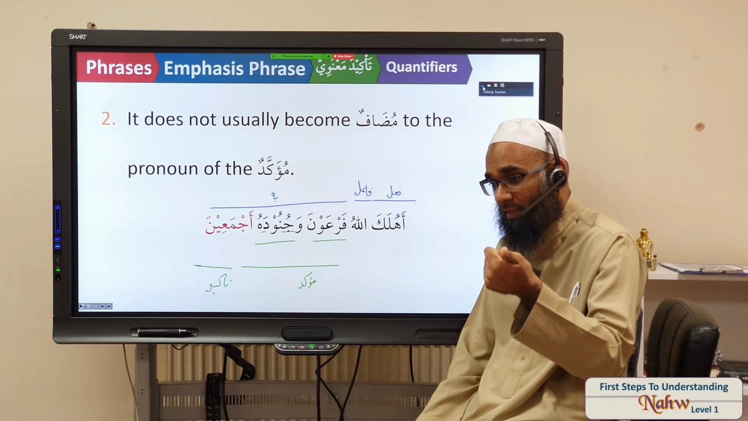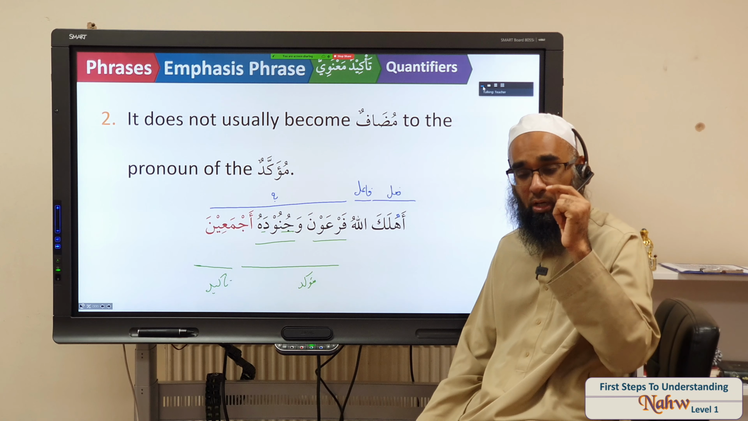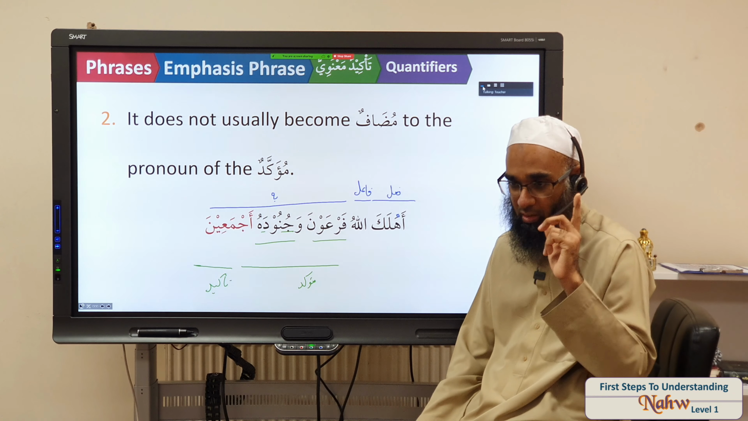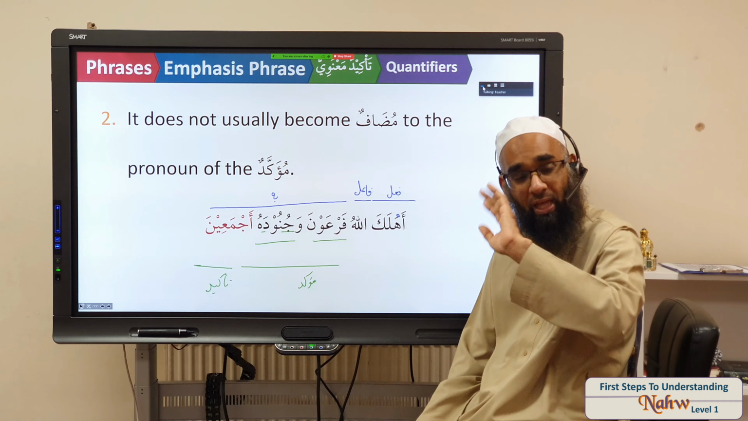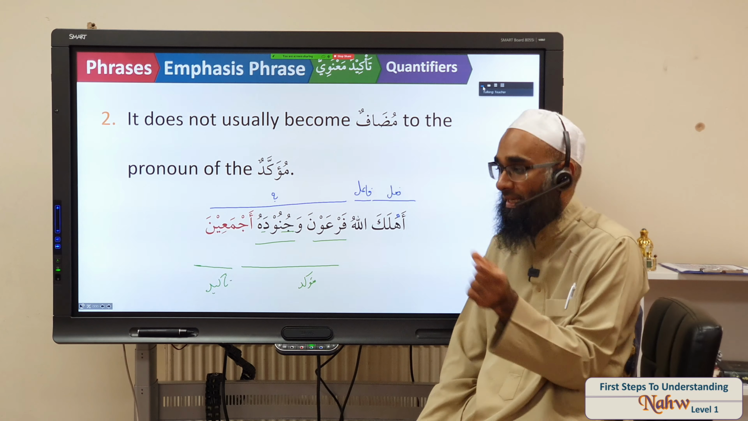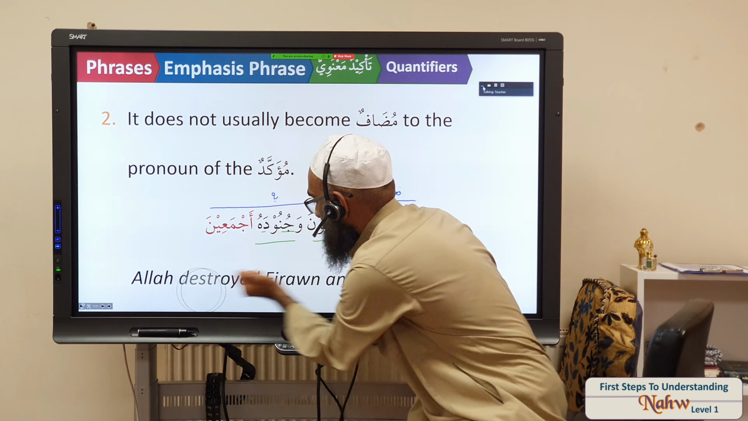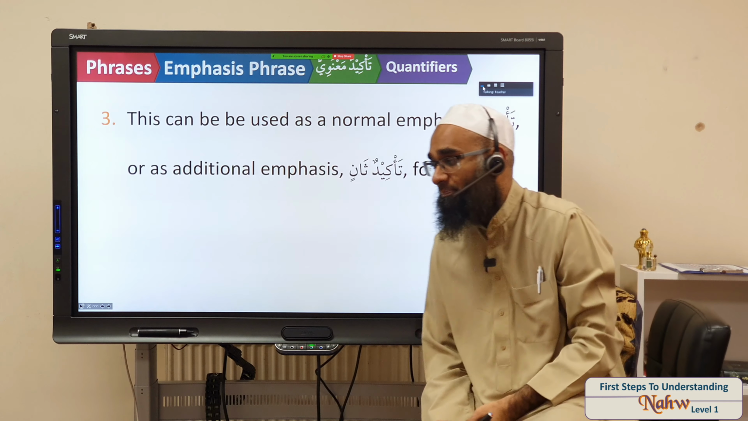First way so far is what? It has ajma'un for masculine, jama'a and juma' for feminine. And all the other ta'keed ma'nawi become what? Mudaf, mudaf ilayh. This does not become mudaf mudaf ilayh. Translation: Allah destroyed Fir'aun and his entire enemy.